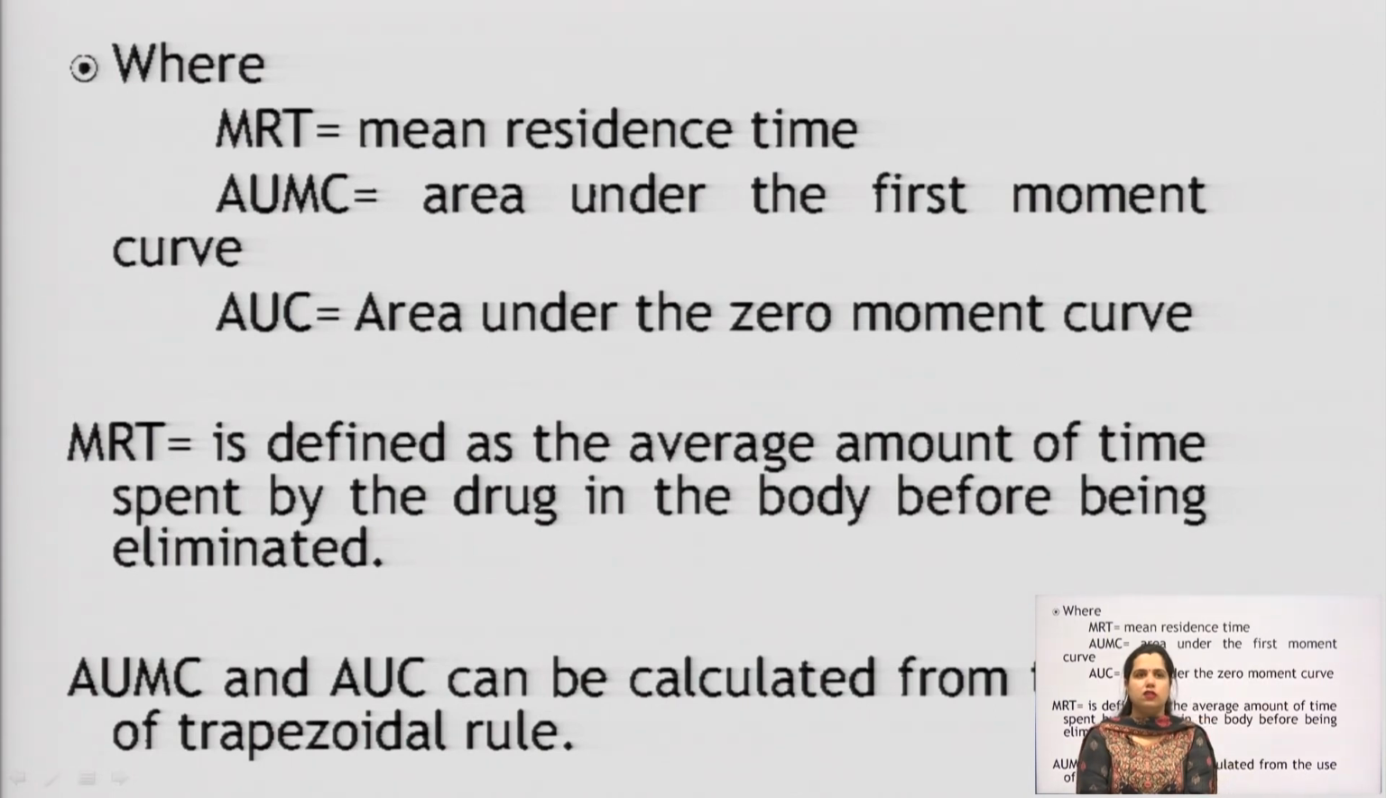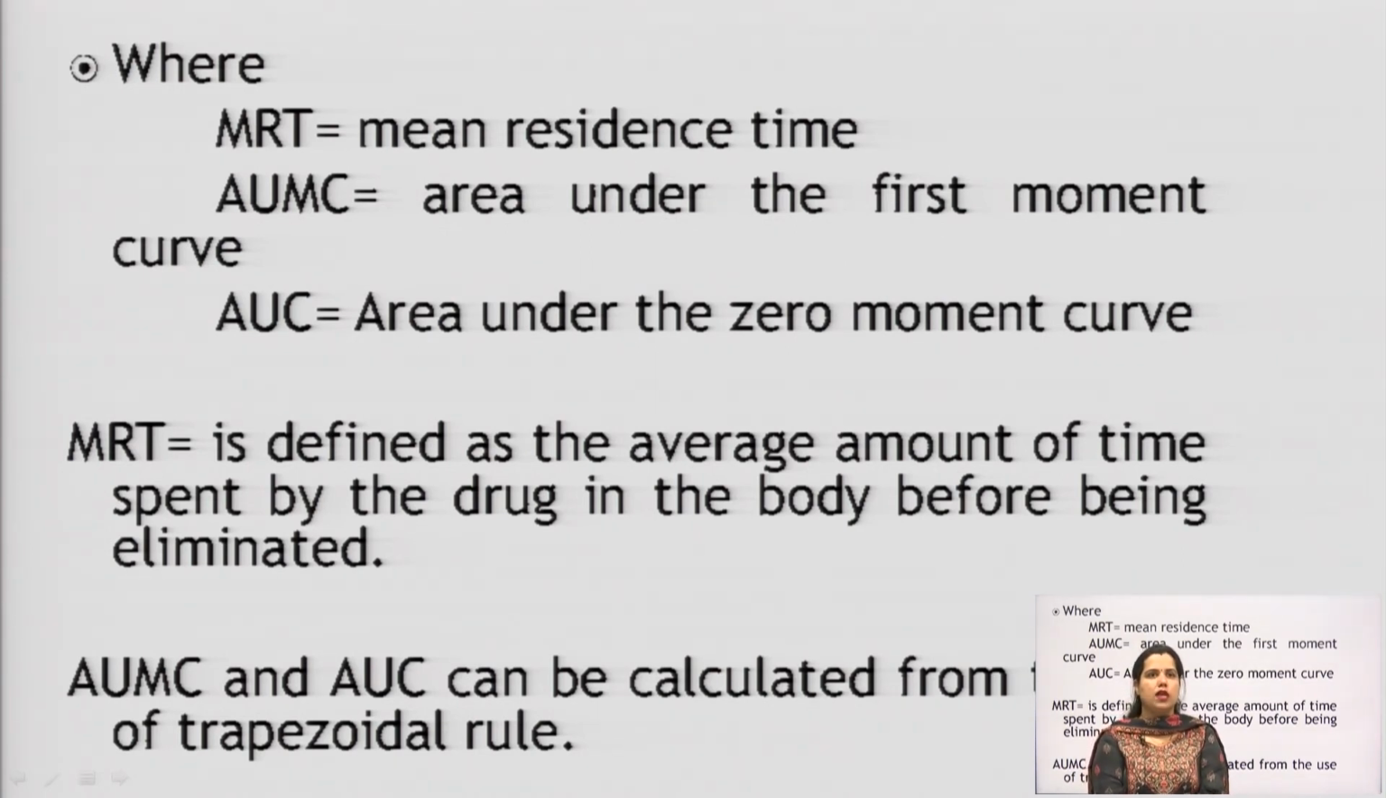where MRT is equal to mean resident time, AUMC stands for area under the first moment curve, and AUC stands for area under the zero moment curve. That means the time when the drug is administered and the time it first shows action, the onset of action, is your AUMC, right. MRT is defined as the average amount of time spent by the drug in the body before being eliminated. The total time the drug is residing within the body is known as mean resident time.